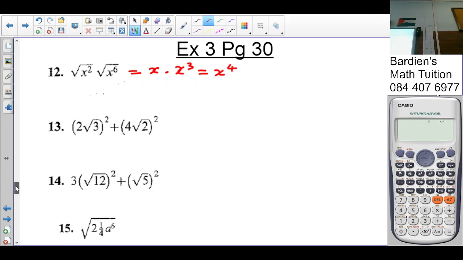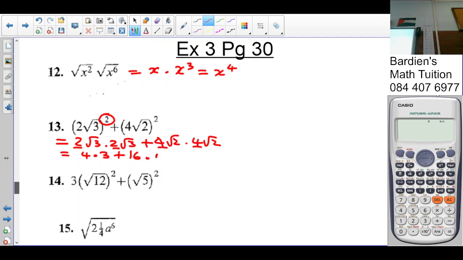Okay. What does the square mean? Add out twice. It's 2 root 3 times 2 root 3 plus 4 root 2 times 4 root 2. Okay. So what is 2 multiplied by 2? 4. Root 3 times root 3? 3 plus. Or root 9. What is 4 times 4? 16. Root 2 times root 2? Root 4, which is 2.